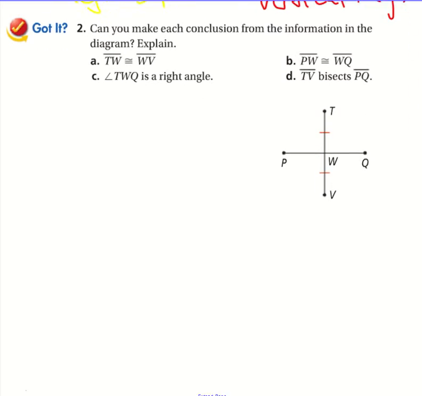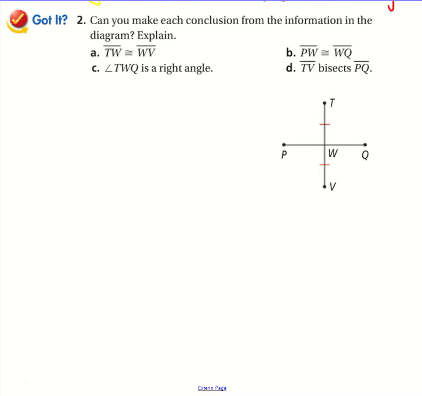So what I'd like you to do now is try and answer these 4 questions using this diagram below. I'd like you to pause the video and take the time to answer these questions.